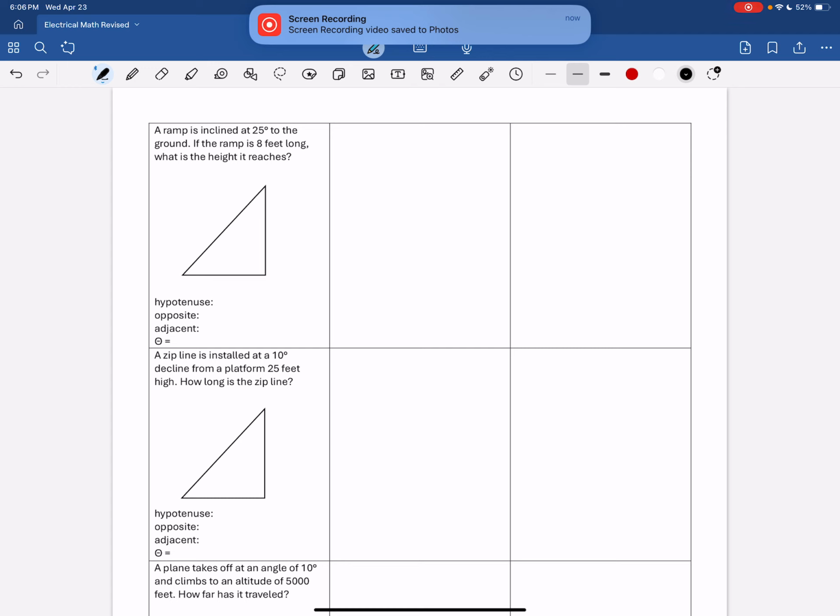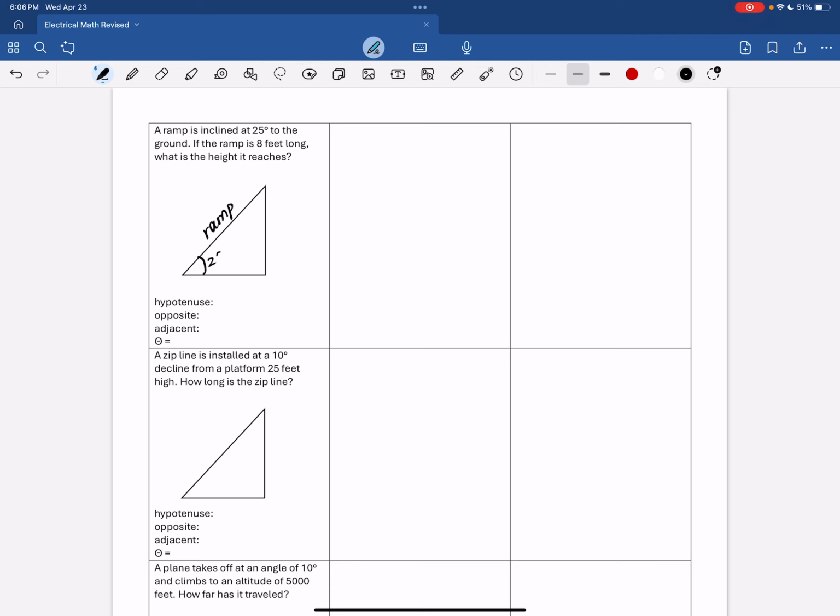A ramp is inclined at 25 degrees to the ground. If the ramp is 8 feet long, what is the height that it reaches? So that's what we're looking for.